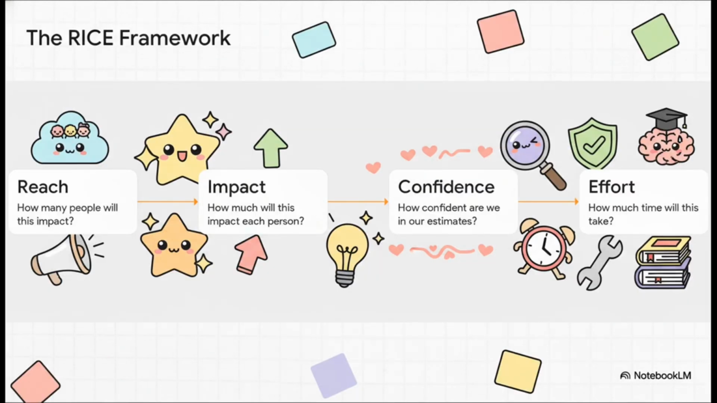You're going to have a million ideas for AI projects, so how do you prioritize? A fantastic tool for this is the RICE framework. It makes you get systematic.